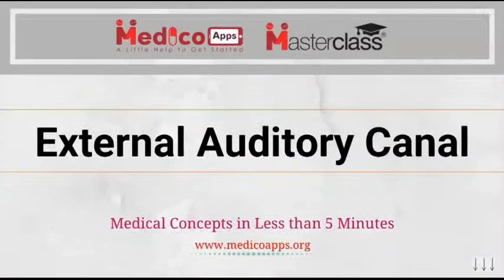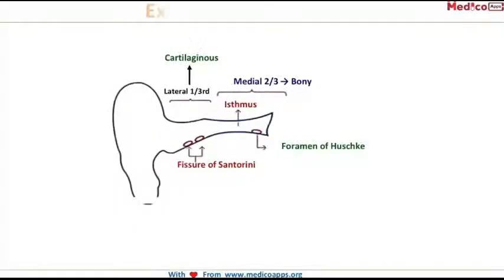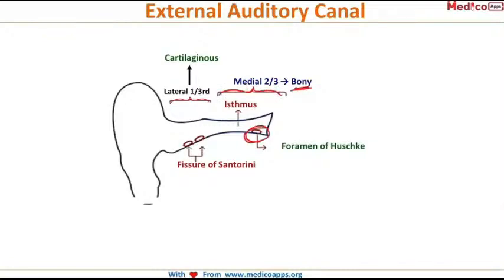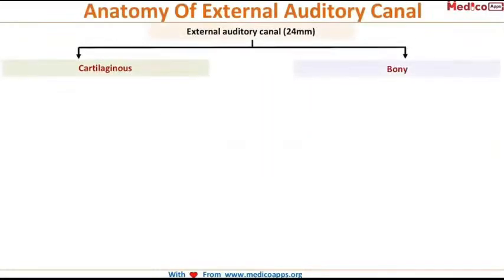Now let's proceed to the external auditory canal. Okay, so this is how the external auditory canal appears. The lateral 1/3 is cartilaginous and the medial 2/3 is bony. Okay, here is present the foramen of Huschke and here is the fissure of Santorini. Now let's understand in detail. The external auditory canal total measurement is 24 millimeters. Please remember this length, and it is divided into cartilaginous and bony parts.